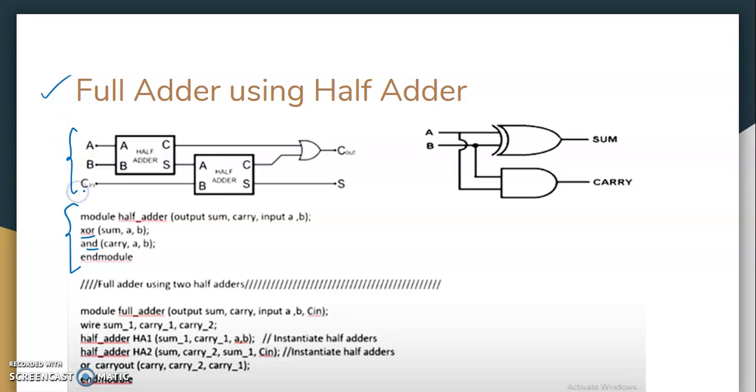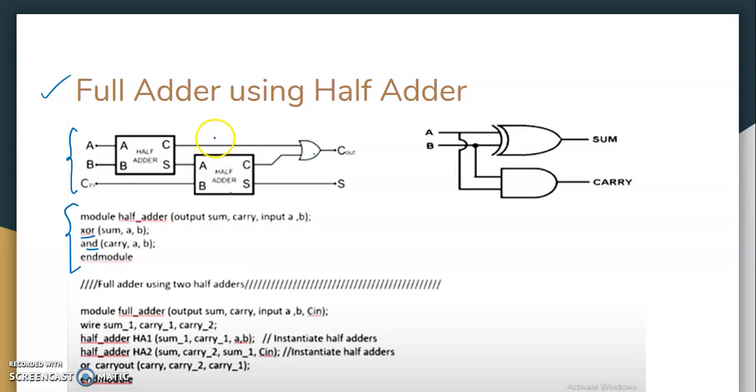I've already got the circuit out here. We are more interested in the code right now. So I look at the circuit. I have a half adder here. The inputs are A and B. Outputs are produced here. I have another half adder here and an OR gate here.